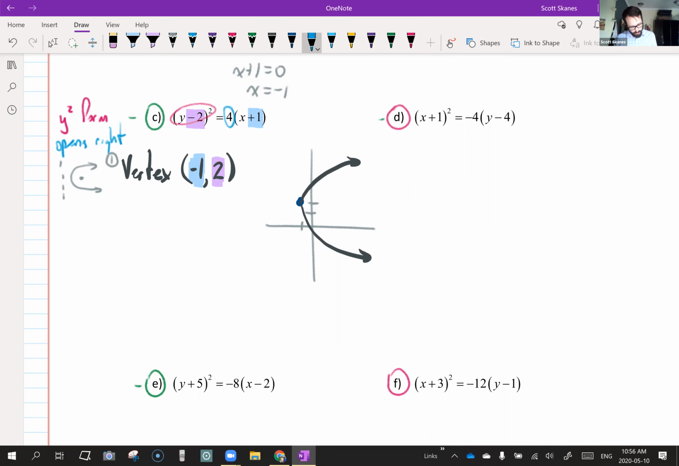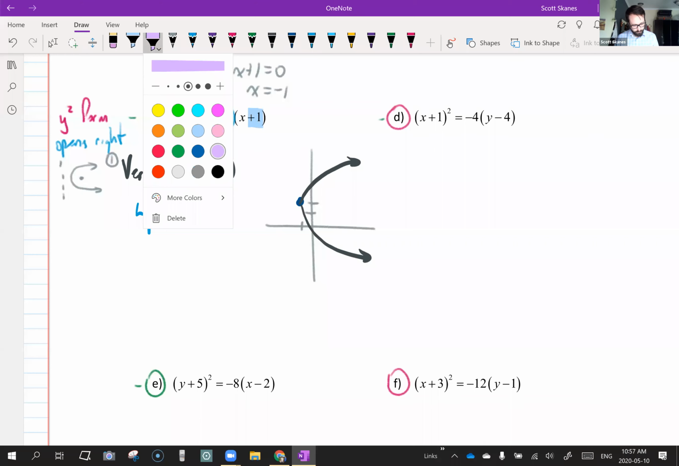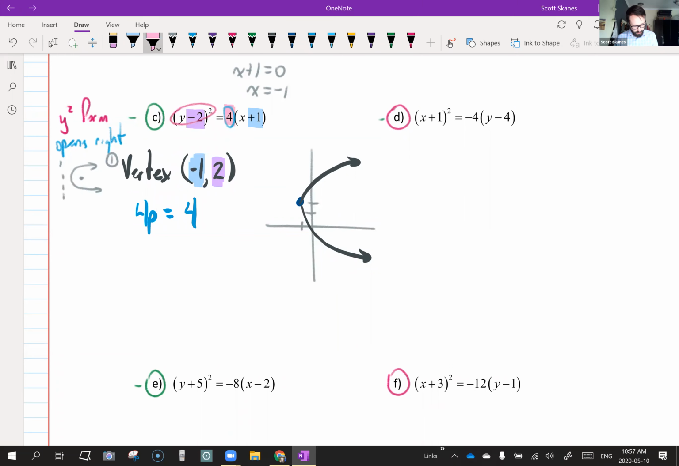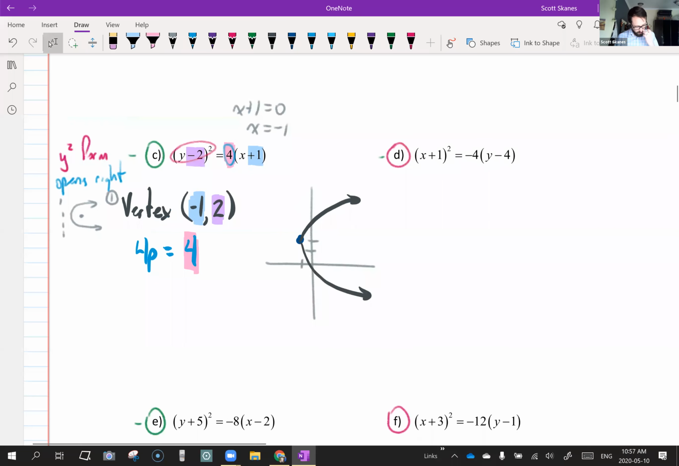That's easy enough. We know that this value here is 4p. 4p equals 4. How do I know that? I know that this here is my 4p. If you're confused as to where that formula comes from, remember I'm in y squared form, so I'll write this out just once: 4p times x minus h, all squared.